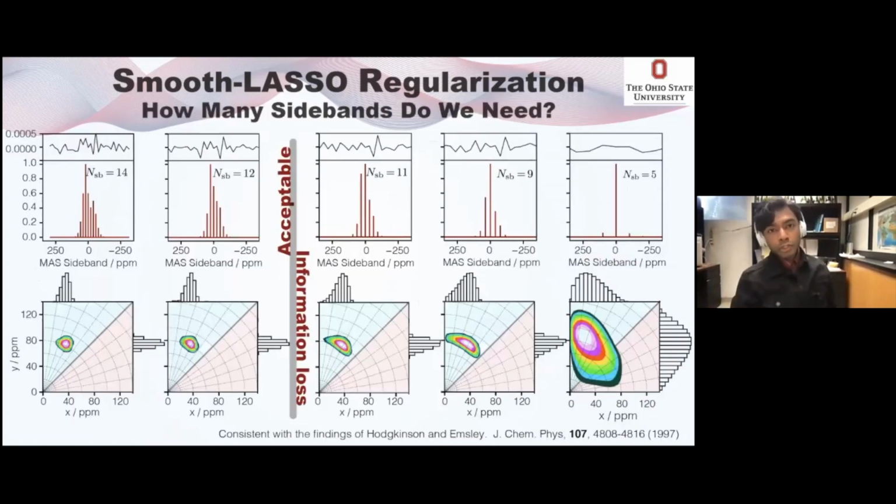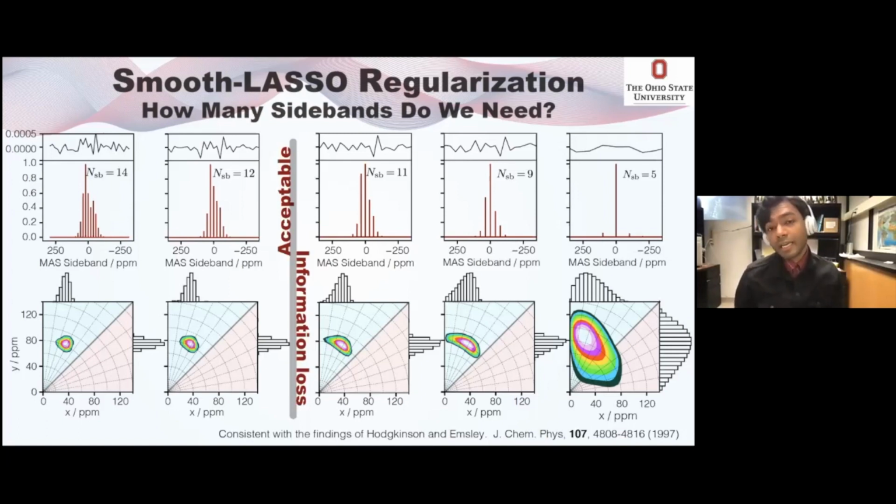Now, when it comes to sidebands, we also have to consider how many sidebands we need in order to get the desired, accurate inversion. What we find is you should have at least 12 sidebands in order for the inversion to accurately predict the underlying probability distribution.